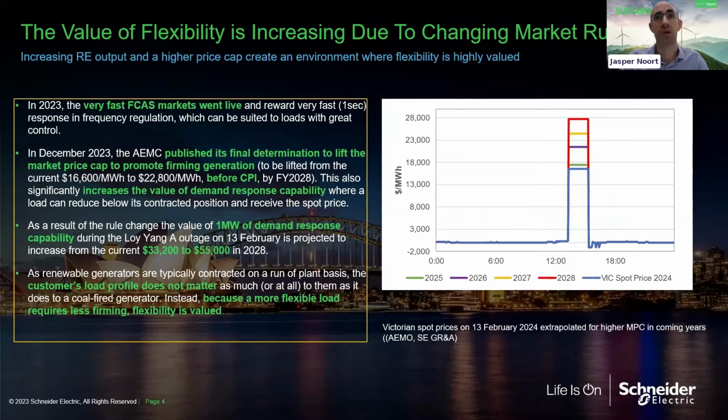So another driver of the value of flexibility is regulatory changes.